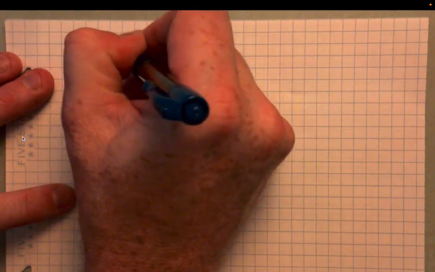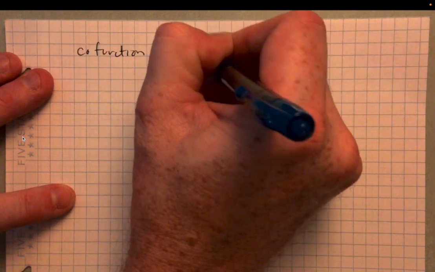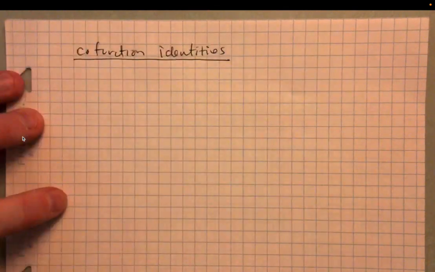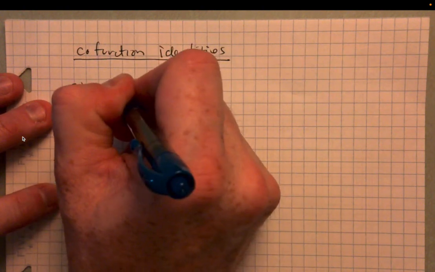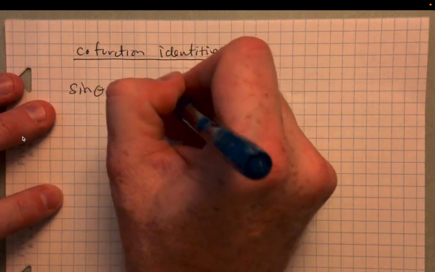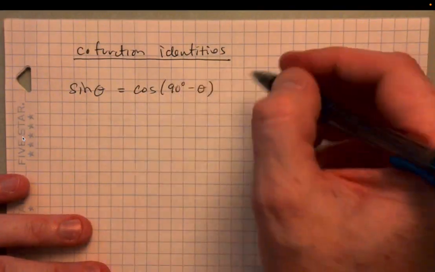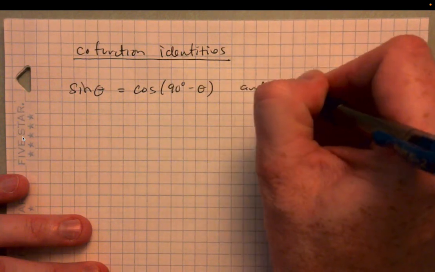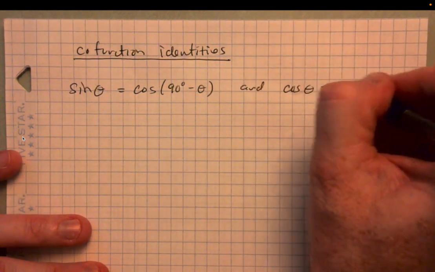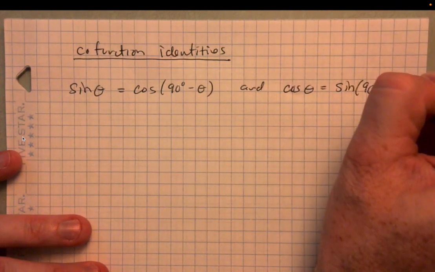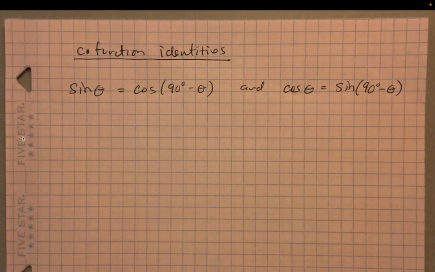Let me write them out. Okay, so you've got the cofunction identities. What are they? Well, the sine of theta, which is the one we just did, is equal to the cosine of 90 degrees minus theta. Okay, and so also cosine of theta is equal to sine of 90 degrees minus theta. Right, theta and 90 minus theta are complementary angles, right? Now it turns out that these can be extended to the other trig functions as well.